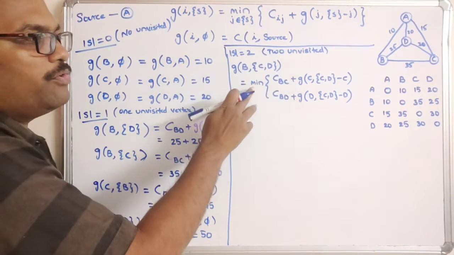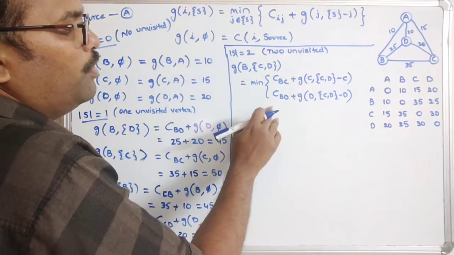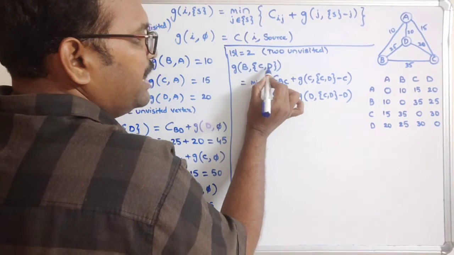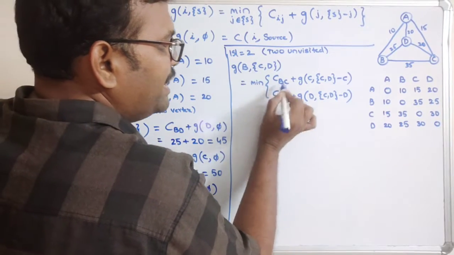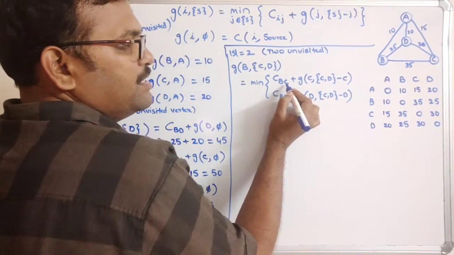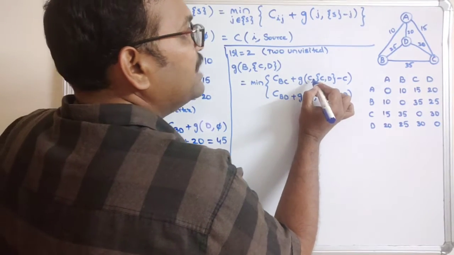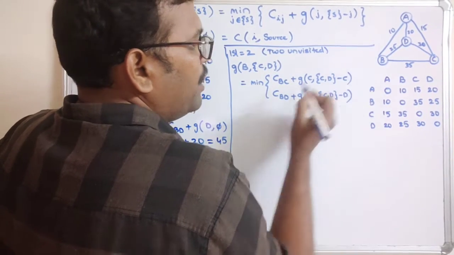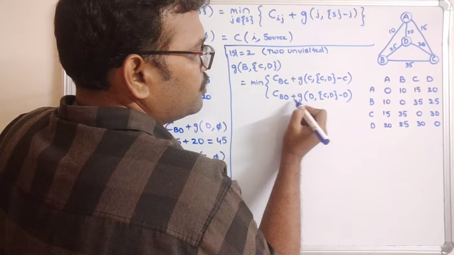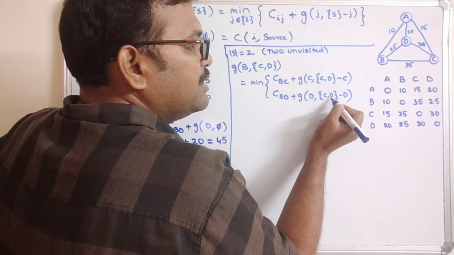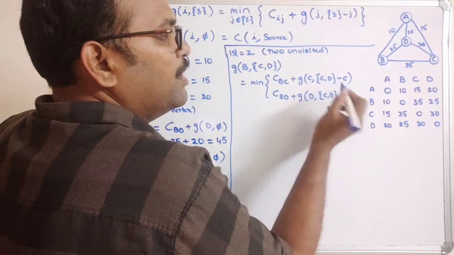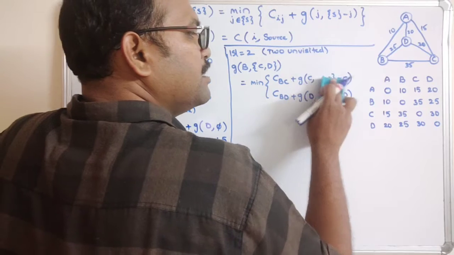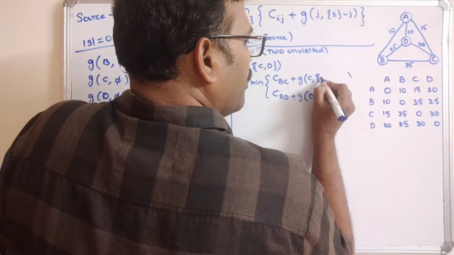So among these two we have to find the minimum from this formula only, right? J belongs to S, C_ij. C, D are the 2 elements in the set. So BC and BD. In this case, J value is C, so G of J value C comma set C comma D minus J, minus C. And in this case, J value is D, so plus G of D comma set C comma D minus D. So obviously you can see set C comma D minus C means it will be D.